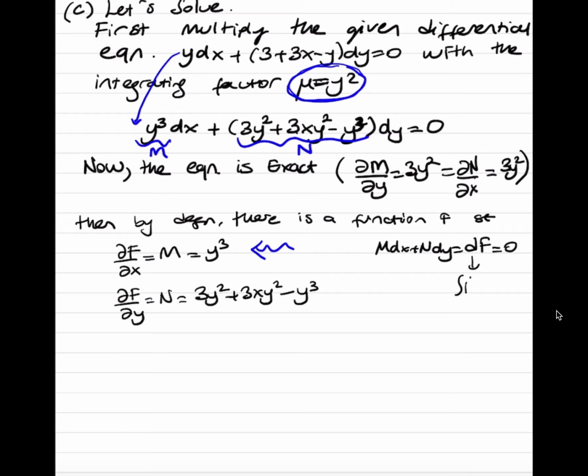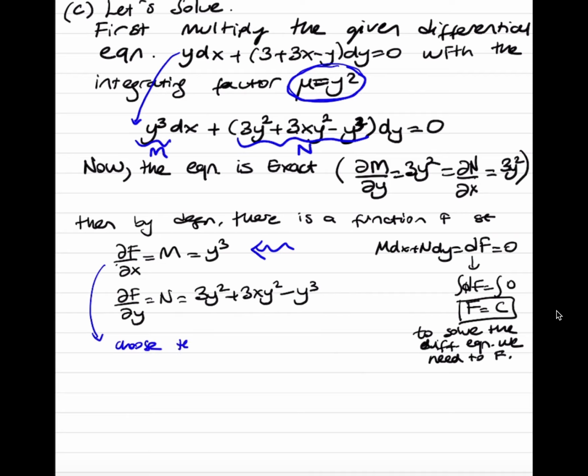So we know that when we take the integral, f is equal to c is our solution, right? So we need to find f. To solve the differential equation, we need to find f, because f is the solution. Okay, to find f, we choose one and integrate. So let's choose the first one. Choose this one and integrate to find f.